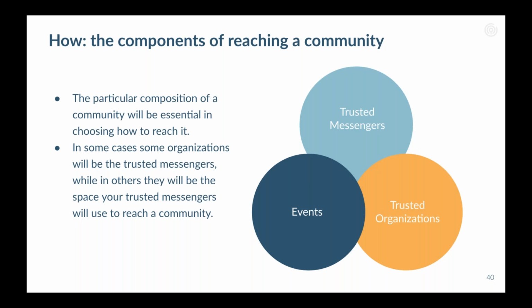In other cases, the trusted messengers will hold events at the trusted organizations, like, for instance, sending an elected official to a community center. So knowing who these trusted messengers are, who these trusted organizations are, can help you figure out what are the appropriate events of your offline strategy.